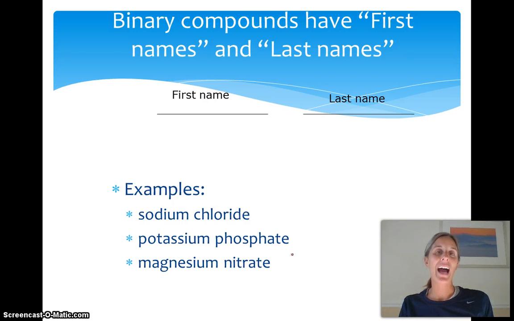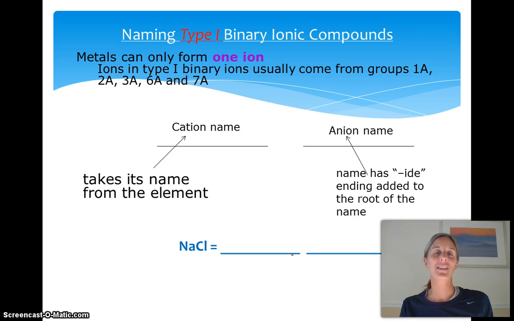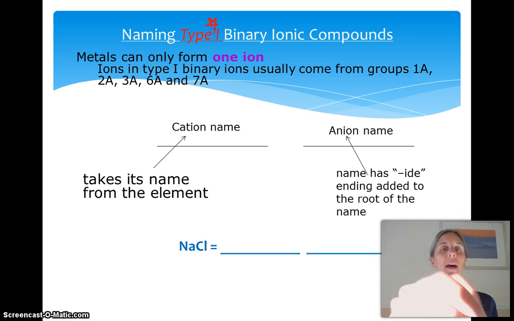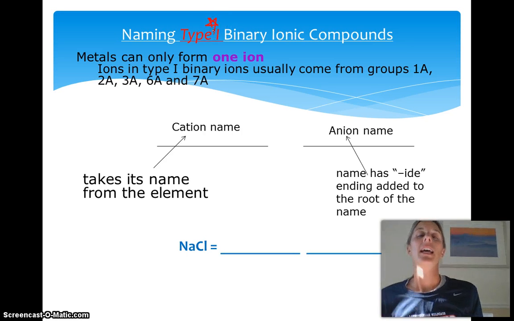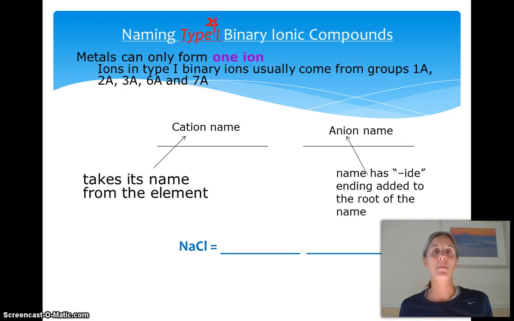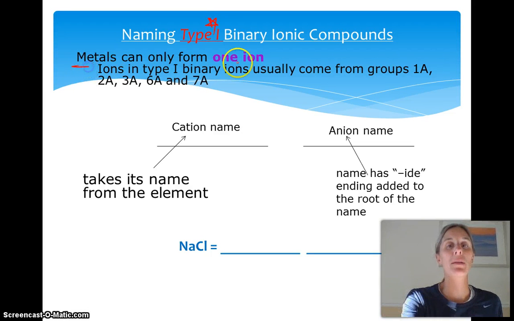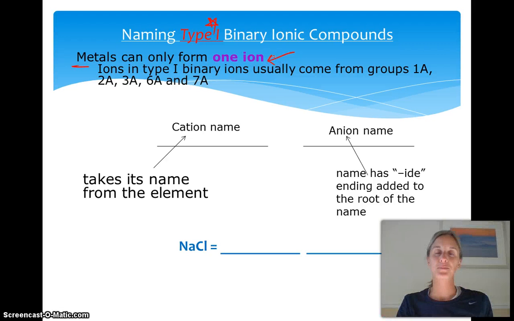Now, not all ions are made the same. Our ions are broken into two groups. Our first group is called a type 1 binary ionic compound. In those type 1 binary ionic compounds, your metal will only make one type of ion. These are the guys that we've been working with the past couple of days. Those metals are going to be found in group 1, group 2, or group 3. So that would be things like lithium, magnesium, aluminum. Those are the guys that come from group 1, group 2, or group 3.